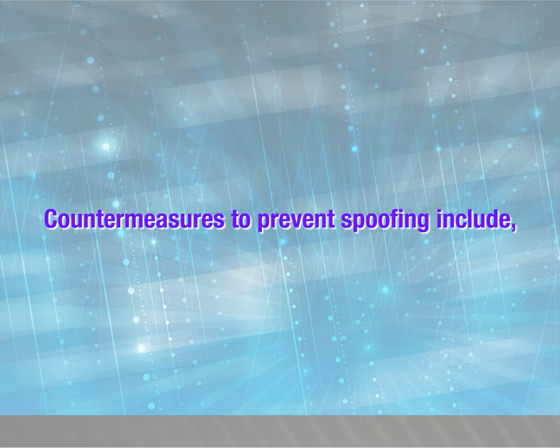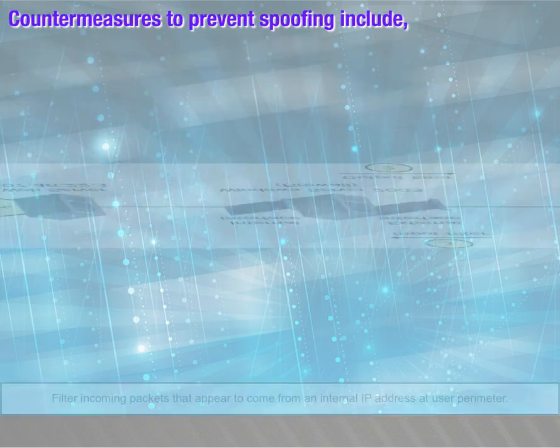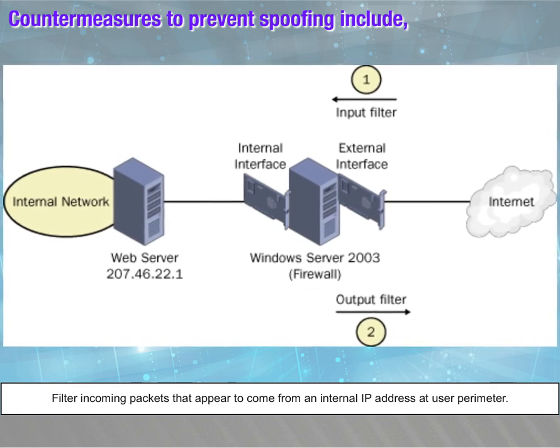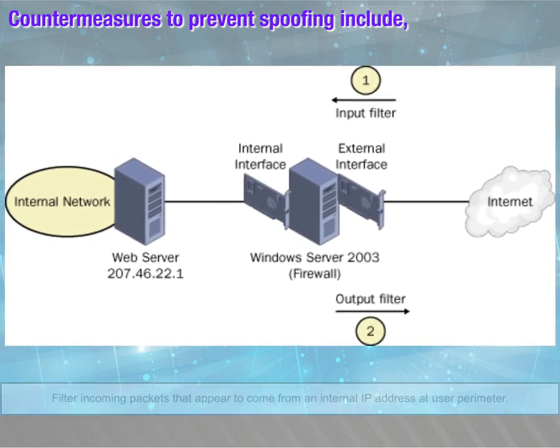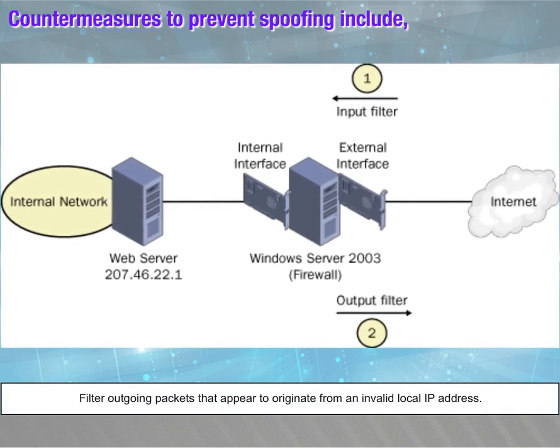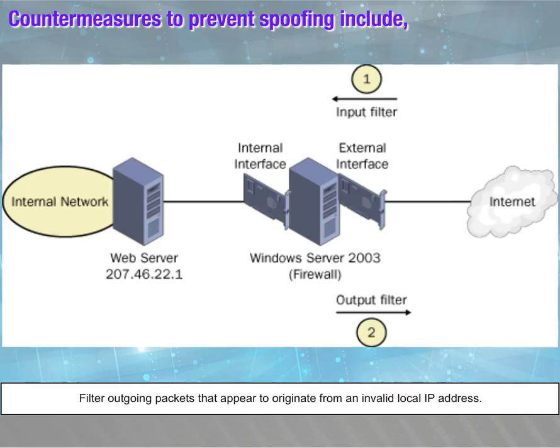Countermeasures to prevent spoofing include: filter incoming packets that appear to come from an internal IP address at the user perimeter. Filter outgoing packets that appear to originate from an invalid local IP address.